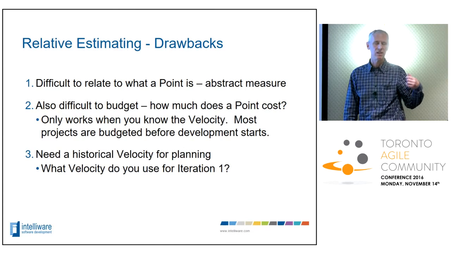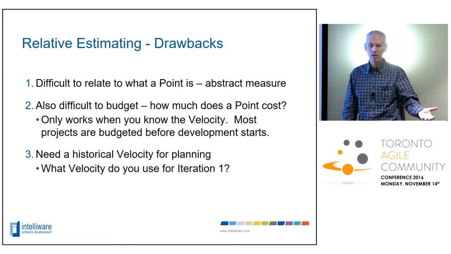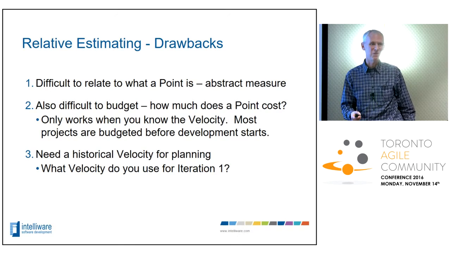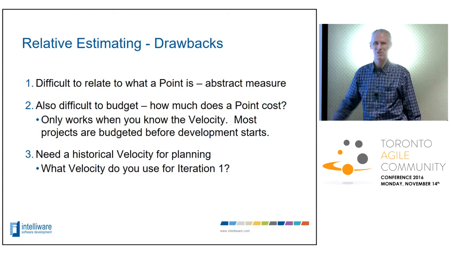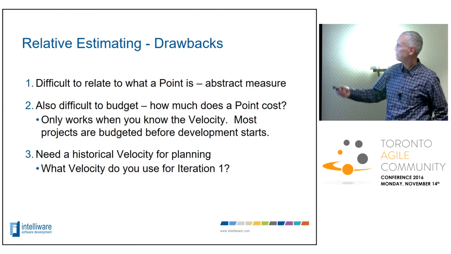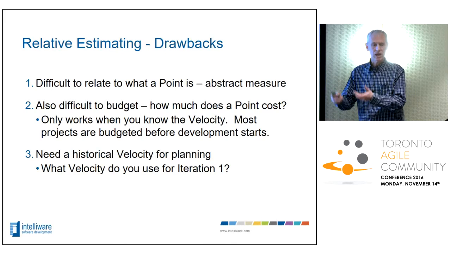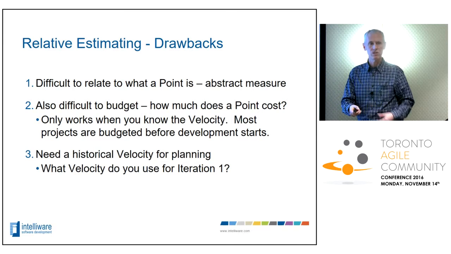So often, the best way to figure out velocity is to probably just start an iteration and do an iteration's worth of stories and see how many points you actually get done, and then use that for the next iteration. A lot of project managers don't like that because they need to generate a budget number before you actually start development. So this doesn't work for them at all. And it's hard for the team because they don't have a lot of confidence that they know exactly what a point is and whether or not something that's 2 points is twice the work of 1 point.